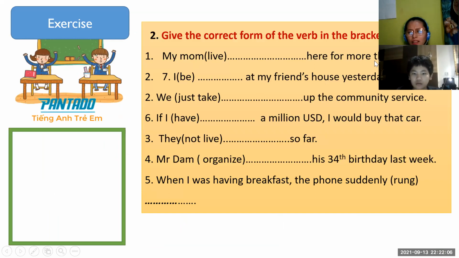So here we go. This time, I'll give another exercise. Give the correct form of the verb in the brackets. So you will write the correct form of the verb inside the bracket. For example, my mom lived blank here for more than 10 years. For more than 10 years. So the live will become has lived. Has, because mom is singular and we just write d, lived. You see that?